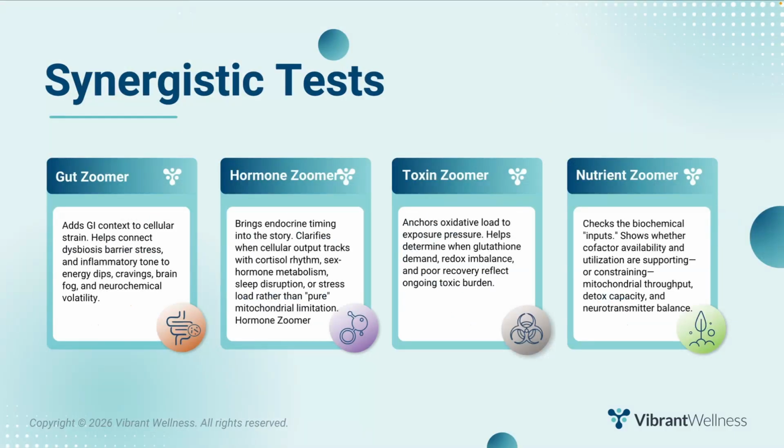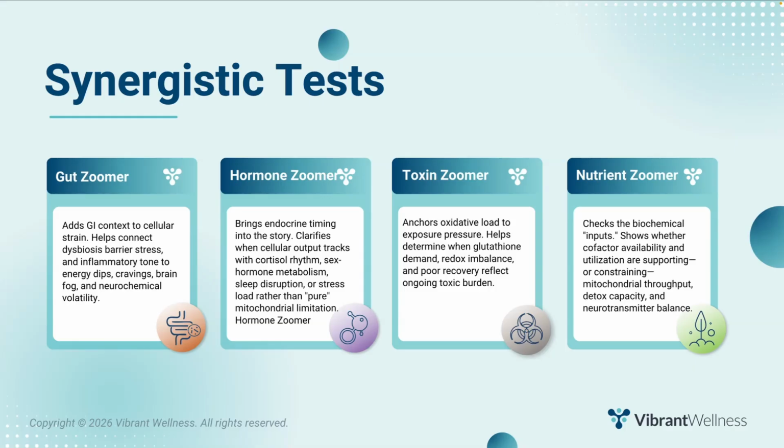So in addition to Vibrant Cellular Zoomer, also consider the Gut Zoomer, which adds GI context to cellular strain, helping connect dysbiosis barrier stress and inflammatory tone to energy dips, cravings, brain fog, and neurochemical volatility. Also the Hormone Zoomer, which brings endocrine timing into the story. Adding Hormone Zoomer helps clarify when cellular output tracks with cortisol rhythm, sex hormone metabolism, sleep disruption, or stress load rather than pure mitochondrial limitation.